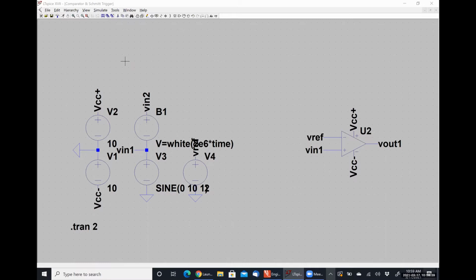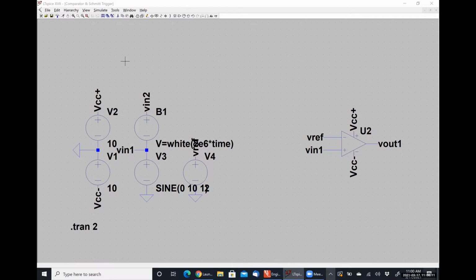Hopefully you guys can see what I have going on here on the board. Over on the right-hand side, I have a simple comparator circuit. And on the left-hand side, I have drawn my various voltage sources in LT Spice. I choose to do this to keep my actual circuit of interest a little bit neater.